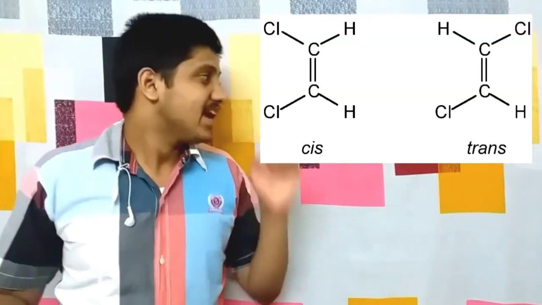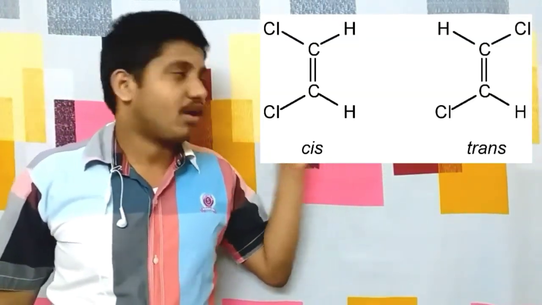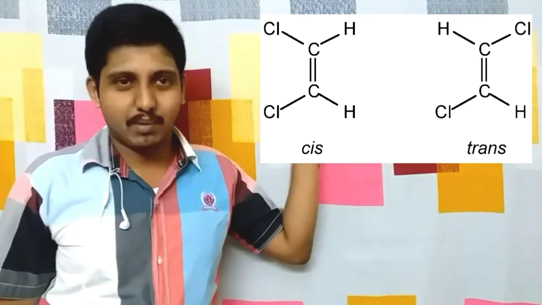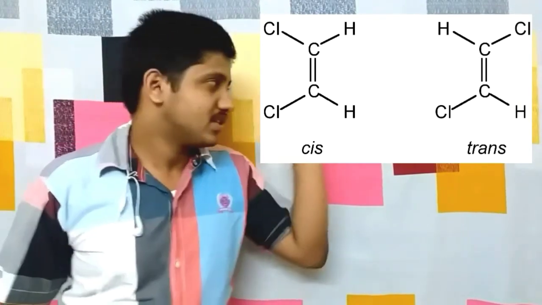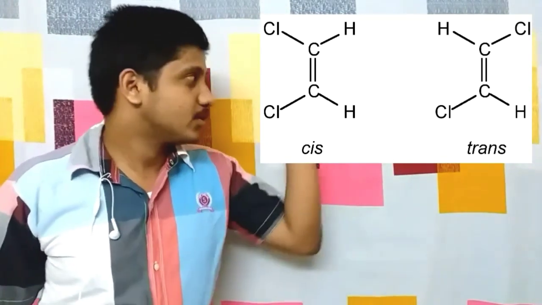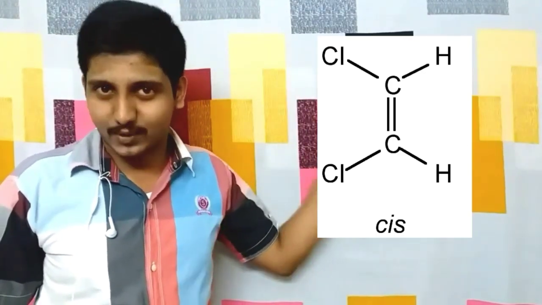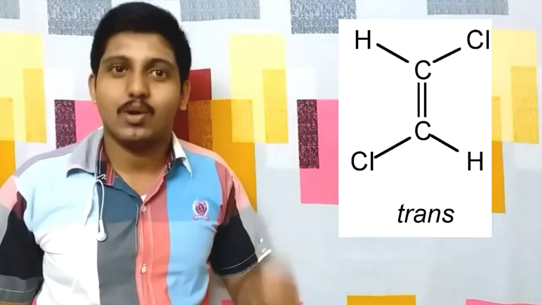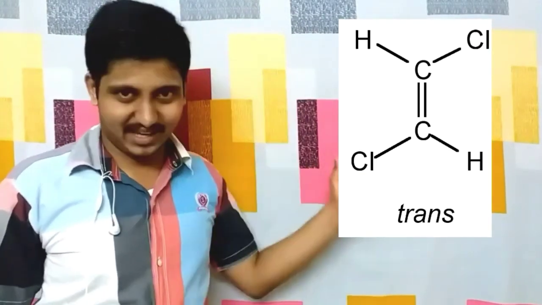So let's make it clear by using some examples. Let's take the compound of the form ABC double bond CAB. So let's take the compound 1,2-dichloroethene. You can have cis 1,2-dichloroethene as here and trans 1,2-dichloroethene as here.